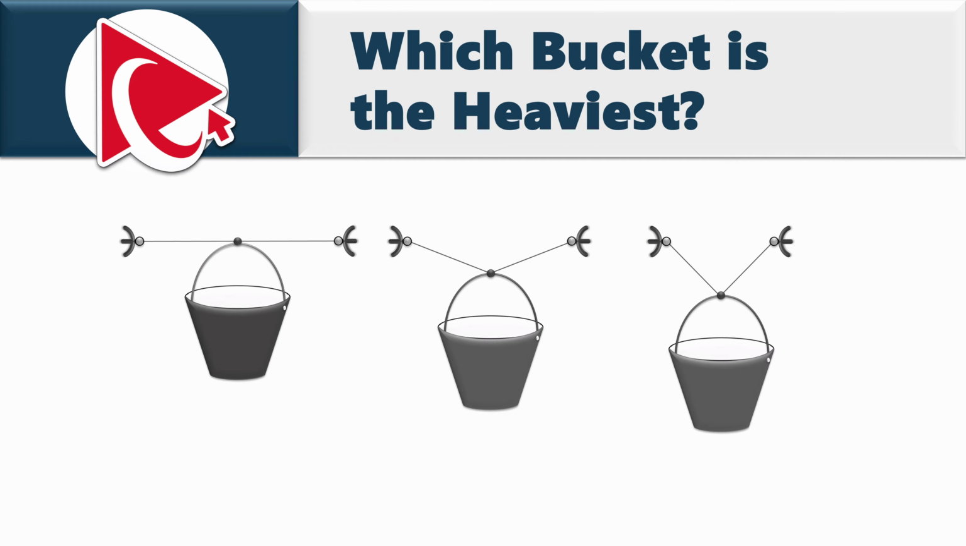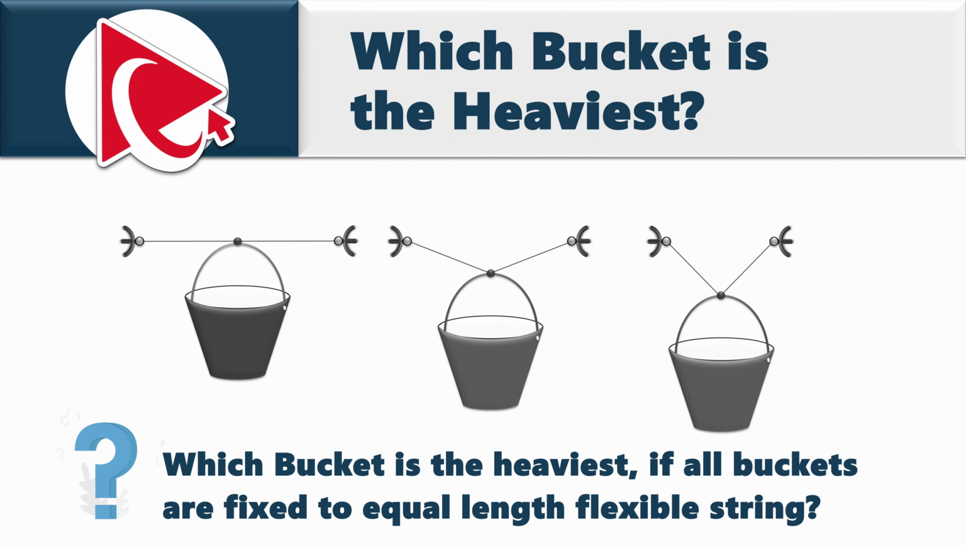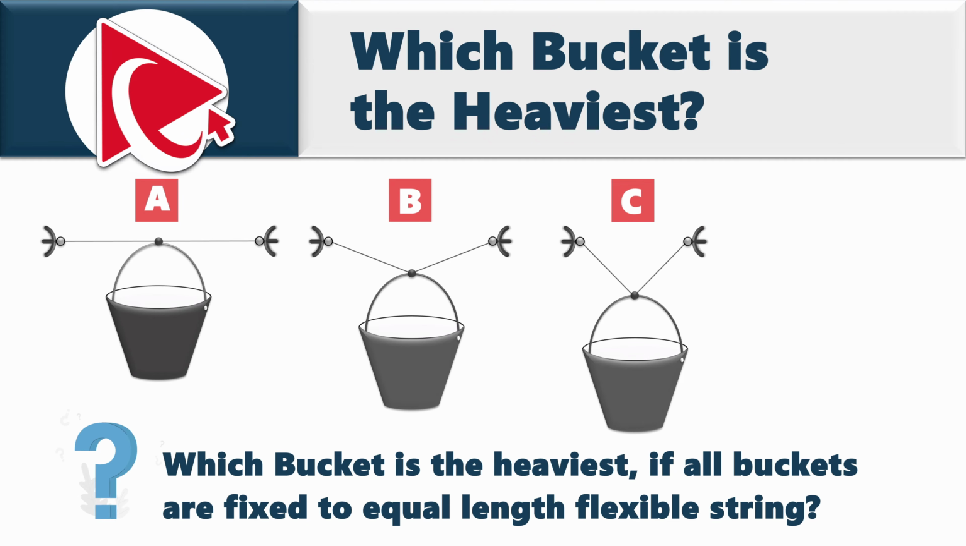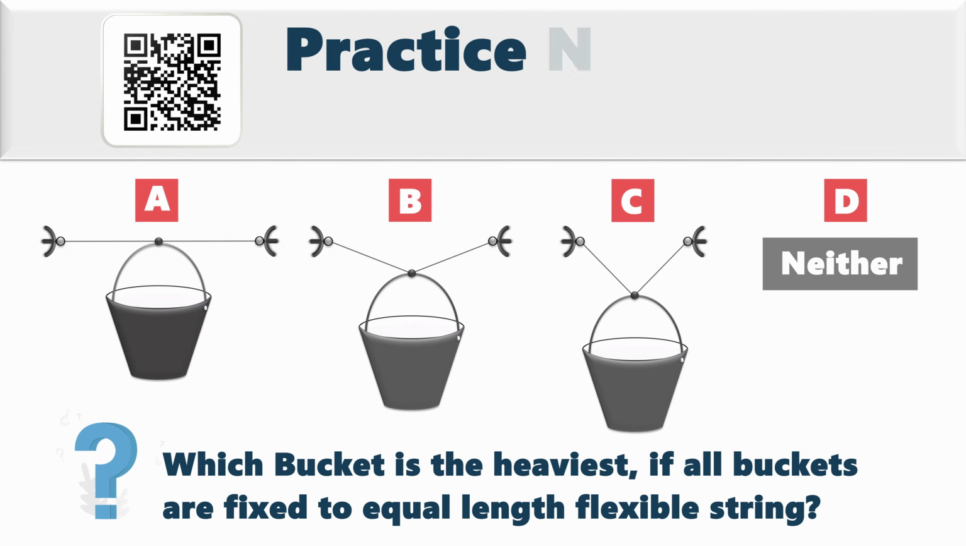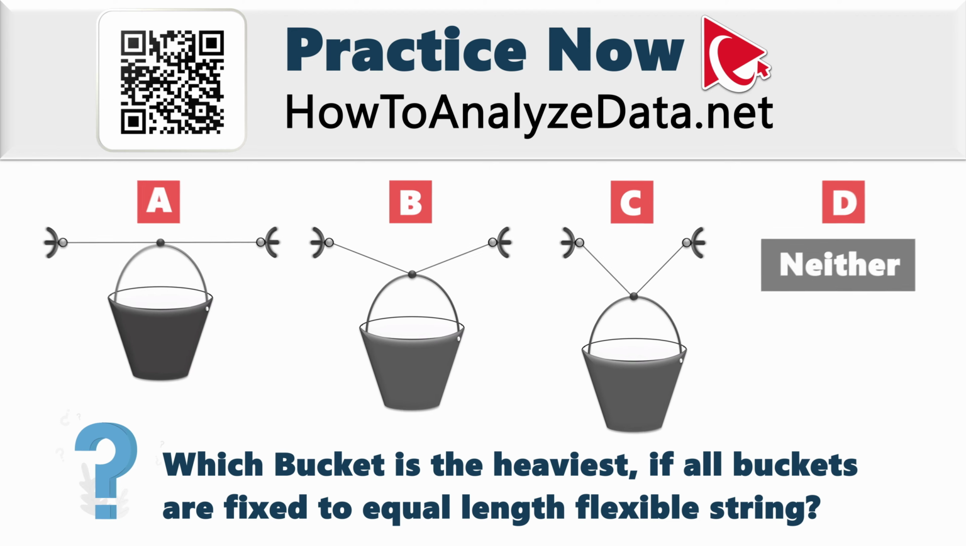Buckets are hanging from the strings, and you need to determine which bucket is the heaviest if all buckets are fixed to equal length flexible string. You have 4 choices. Choices are A, B, C, and last but not least, choice D, neither. The only thing obvious here is that this question may seem daunting at first, but I know you have the skills and creativity to tackle it. Trust in your abilities, and let's explore all possible solutions together. Let's tackle it as a team.